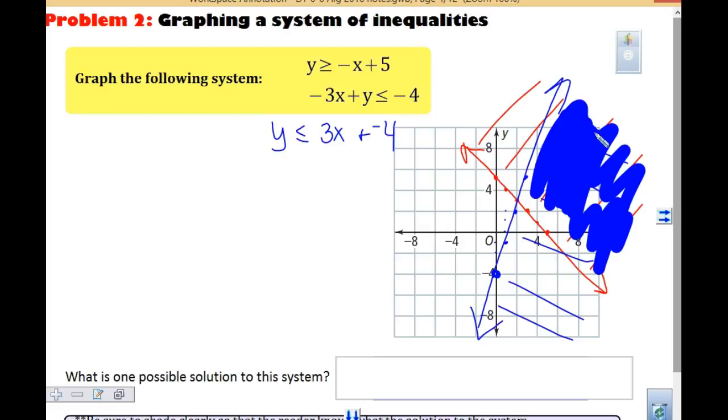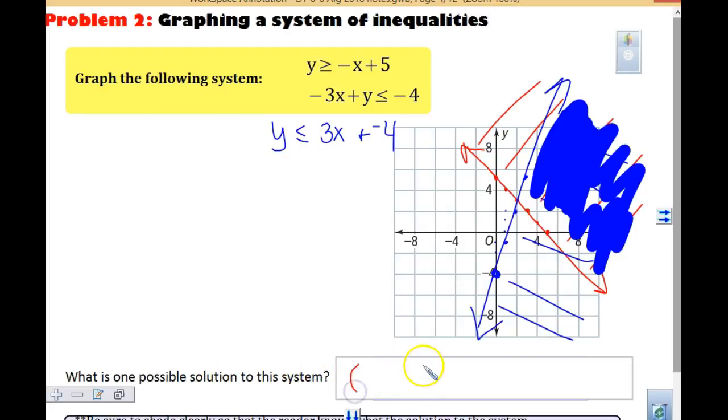And so when you're doing your shading also, you just want to make sure that final solution is really dark so I can tell. There are some people, not so much in this class, but in the other one, that write so lightly that I can hardly even see their answer. So just make sure. Now it says, what is one possible solution?